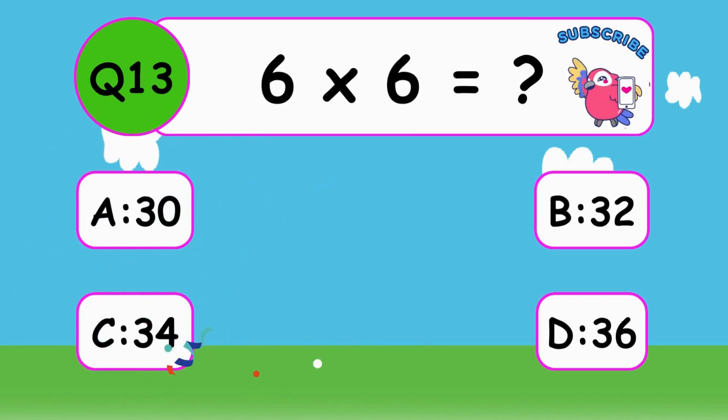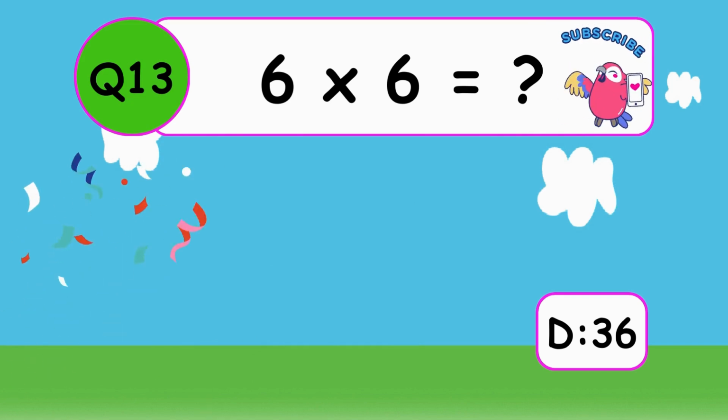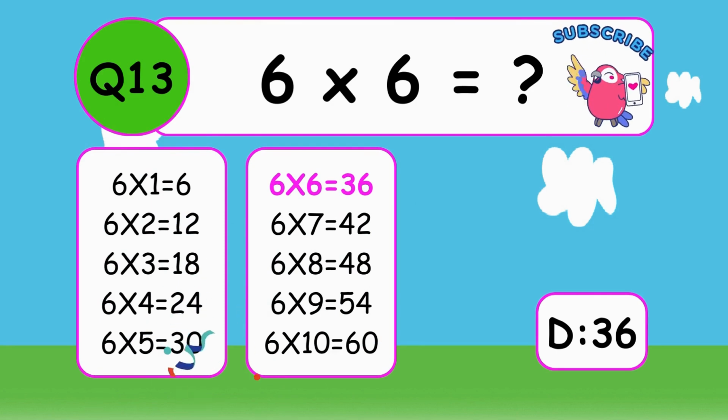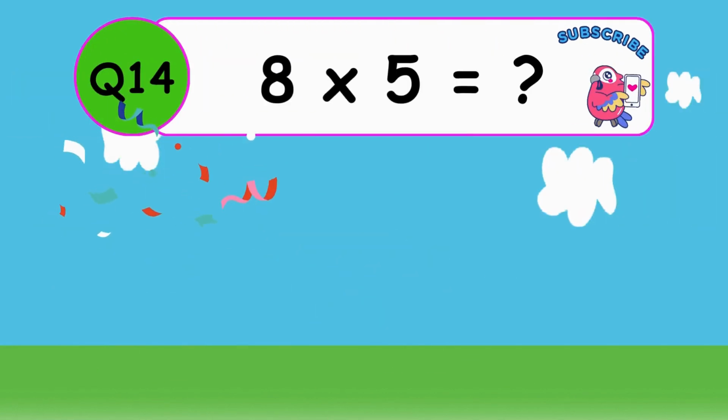The correct answer is D, 36. 6 times 6 is equal to 36. What is 8 times 5?